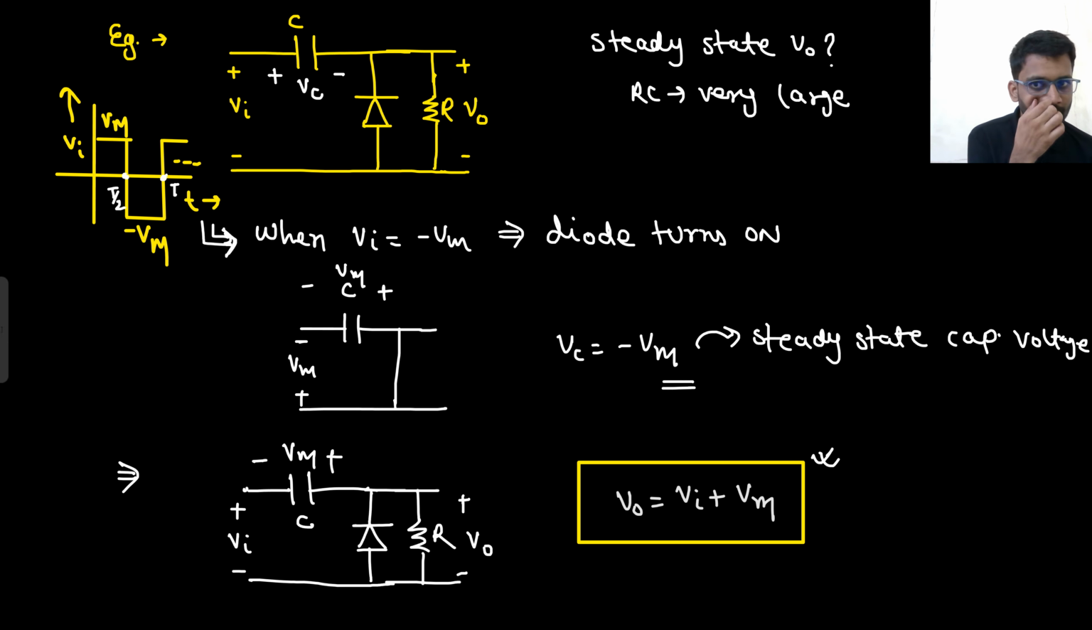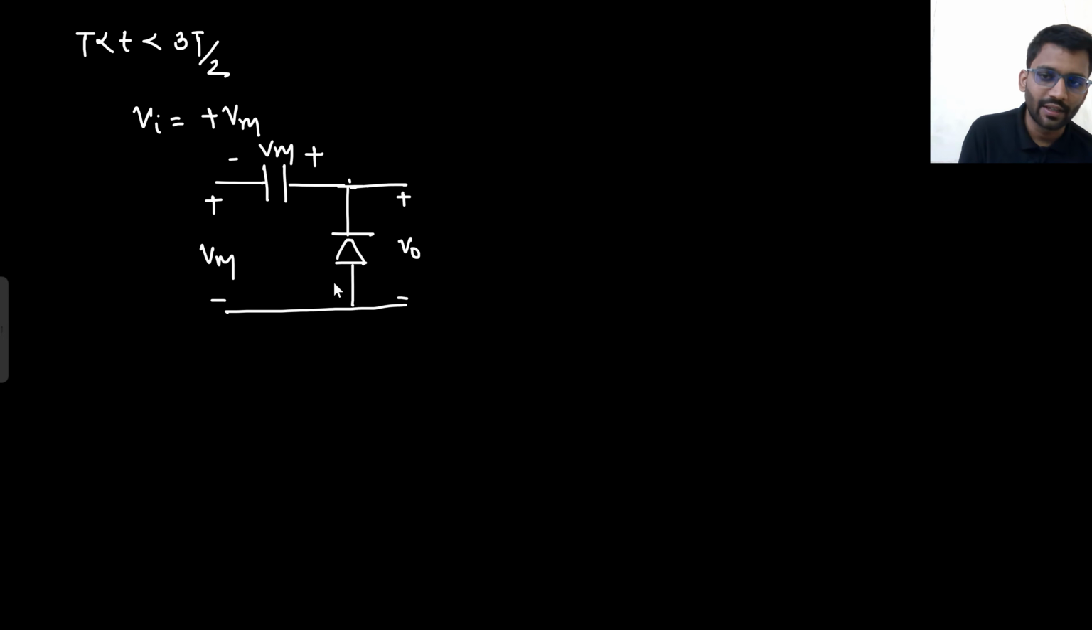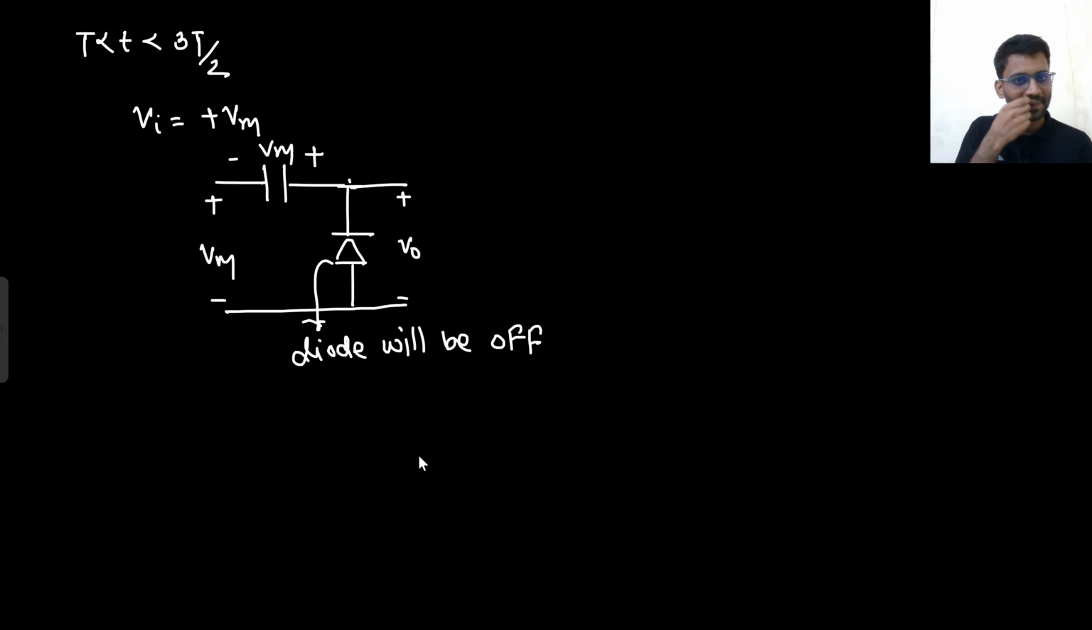This is our diode. And input is plus Vm. And this is V naught. The resistance R is there, but I am not drawing it. Forget about it. So what will happen? Vm plus Vm. So here the diode will be off. And now it will always be off. Why so? Because to turn on the diode, what should happen?